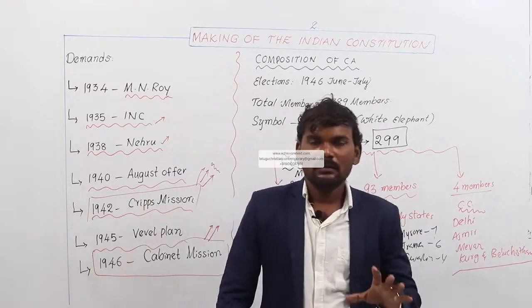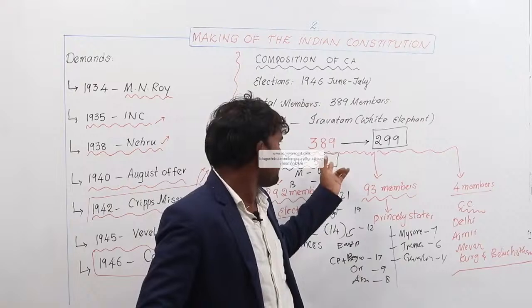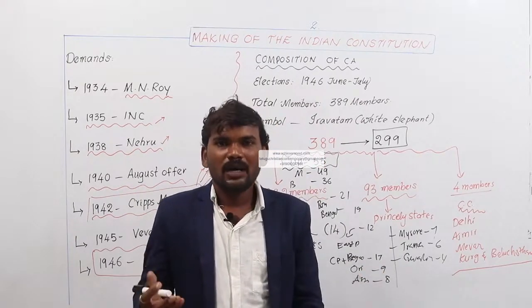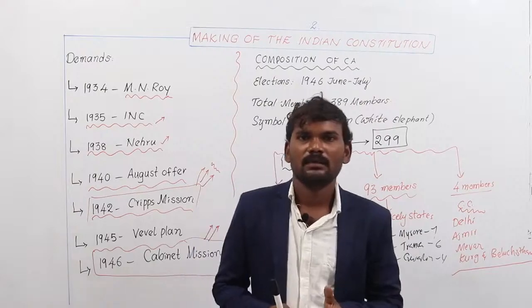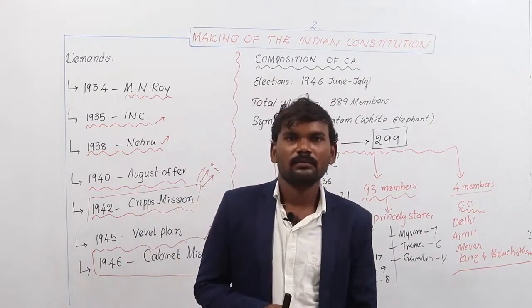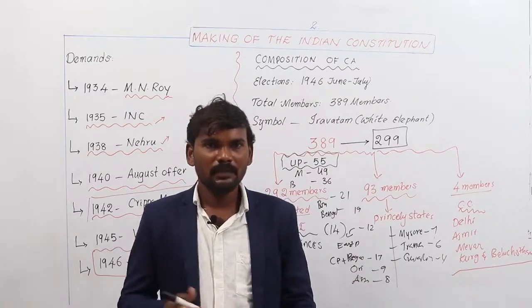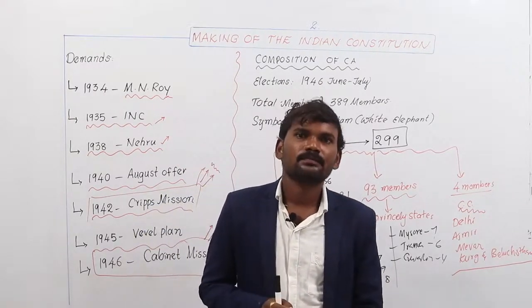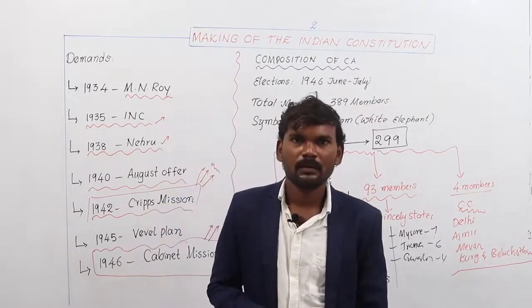Next, when the Constituent Assembly was formed with 299 members finally, or with 389 members in August 1946, it started its working from December 1946. From 1946 onwards up to 1950, the Constituent Assembly worked on the grounds of the historical background of India, on the demands of Indian people, on the present scenario of Indian society. They worked 2 years, 11 months and 18 days to make the Indian Constitution draft.